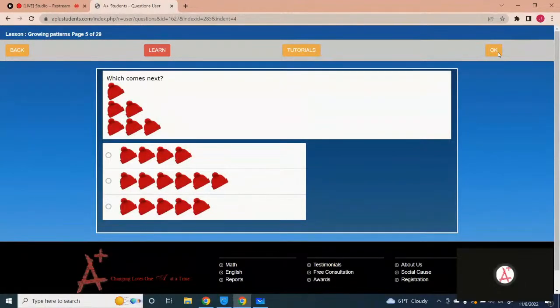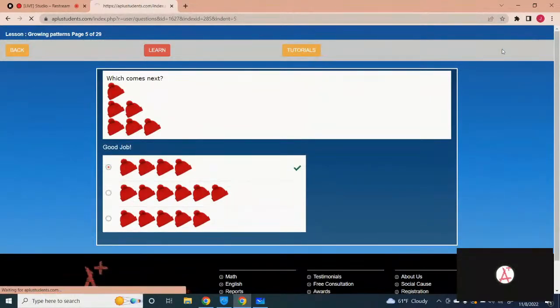Which comes next? You have one of the cap, two of the caps, three of the caps. Now for the next time you have four of the caps. Got it? So the correct option is option number one. Very good, Alex. Select the correct option and then click on the OK button.